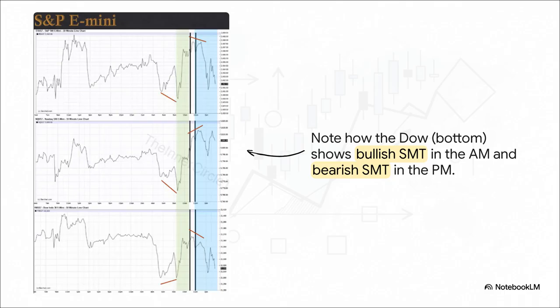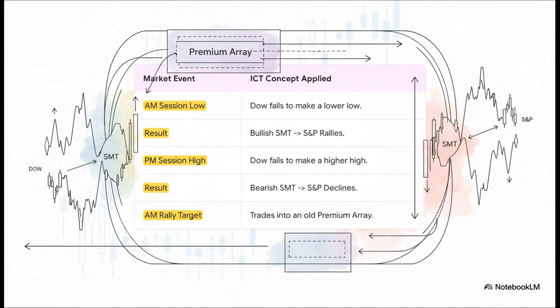In the morning session, you see how the S&P and NASDAQ both make lower lows, but look at the Dow on the bottom chart. It refuses to confirm. That's our bullish SMT divergence, and it came right before the big rally. Then, in the afternoon, the NASDAQ pushes to a higher high, but the Dow makes a lower high. That's our bearish SMT divergence, and it signaled the afternoon decline. It's beautiful, right?